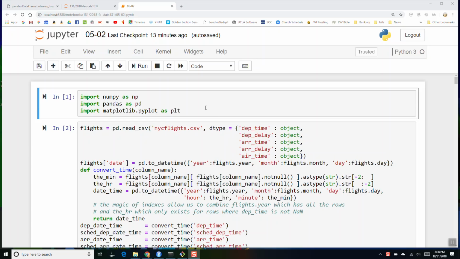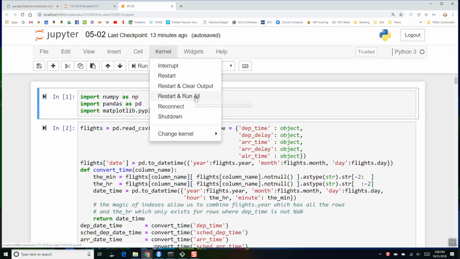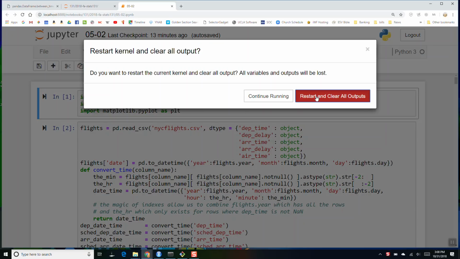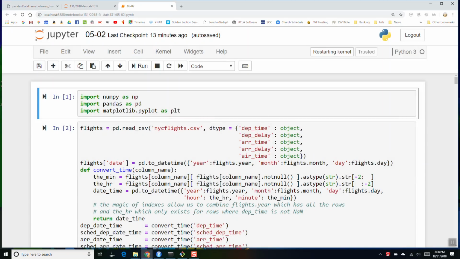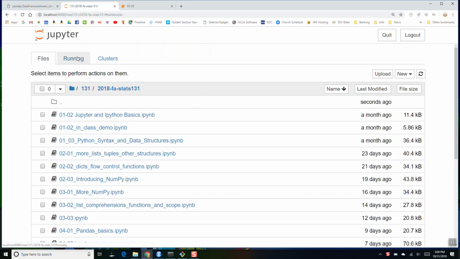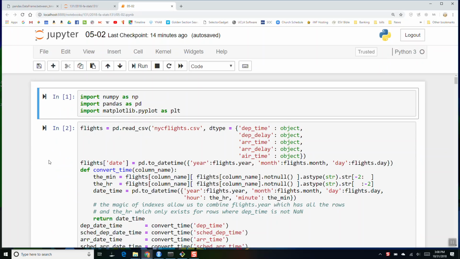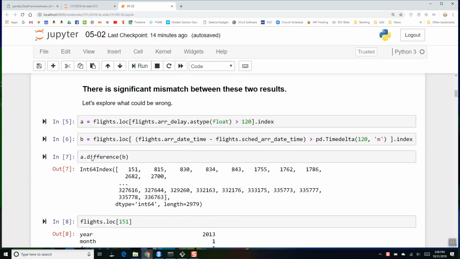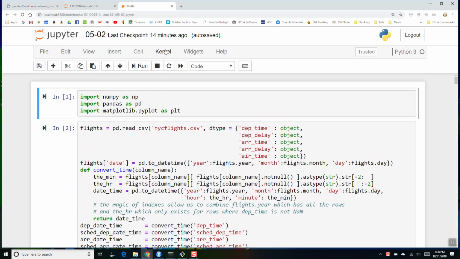Okay, so we left off on Monday, and let me just restart our kernel here. We'll restart and clear everything. I'll just check it's running. Why did this not do it? Kernel, okay, here we are. Okay, so we left off on Monday.